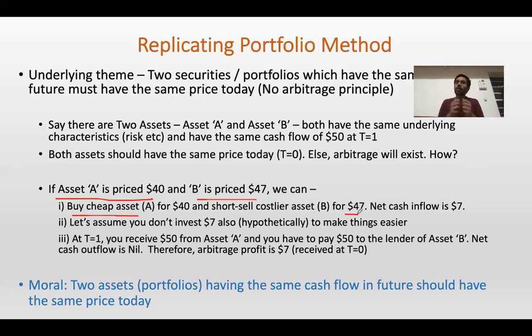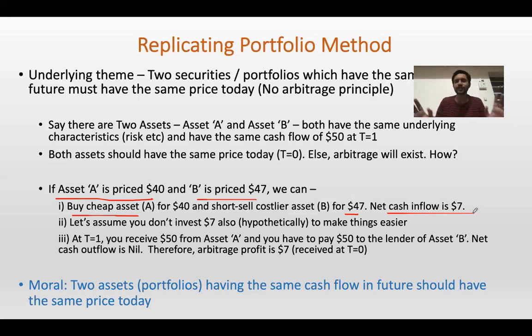And so how will I get the share? I will have to later acquire it from the market and then repay it back to the lender, right? So if you look at it today at t equal to 0, I have received $47 on account of short sale, and I have paid $40 on account of purchase of security A. So the net cash inflow for me today is $7, right?